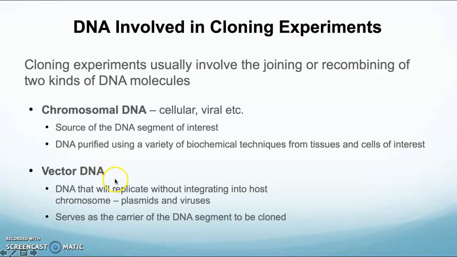We will put that gene of interest into a vector that will then be able to be replicated in a host without integrating into the chromosome. So, for example, we may use a plasmid in bacterial cells. It doesn't become part of the chromosome of a bacterium, but it certainly would be replicated within that bacterial cell. Or maybe we'll put it into a virus and then have it replicated in that way. It is what serves as the carrier for the DNA segment that we're interested in.